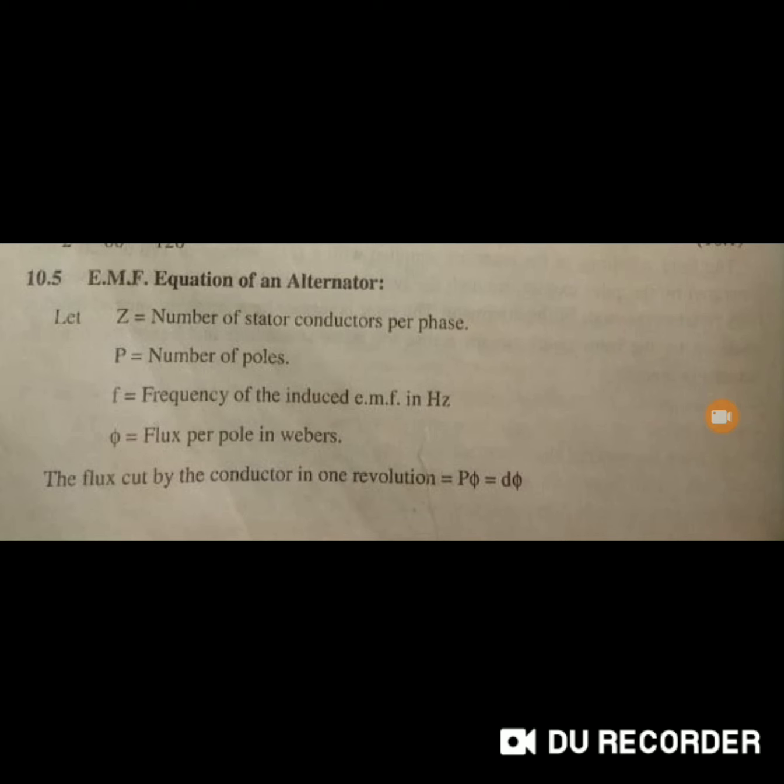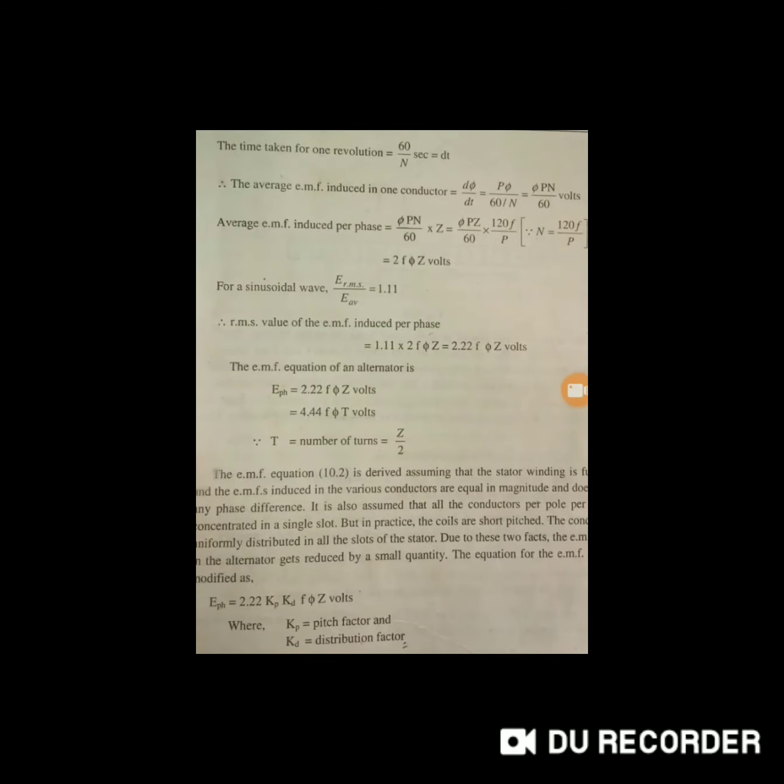Here, the flux cut by the conductor in one revolution is given by P phi, which can be written as d phi. The time taken for one revolution is given by 60 divided by N, in seconds, which I'll denote as dt. The average EMF induced in one conductor is given by d phi by dt.